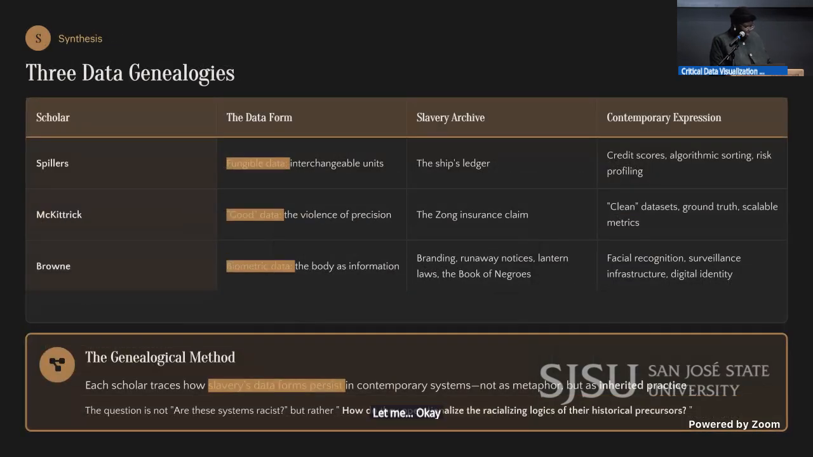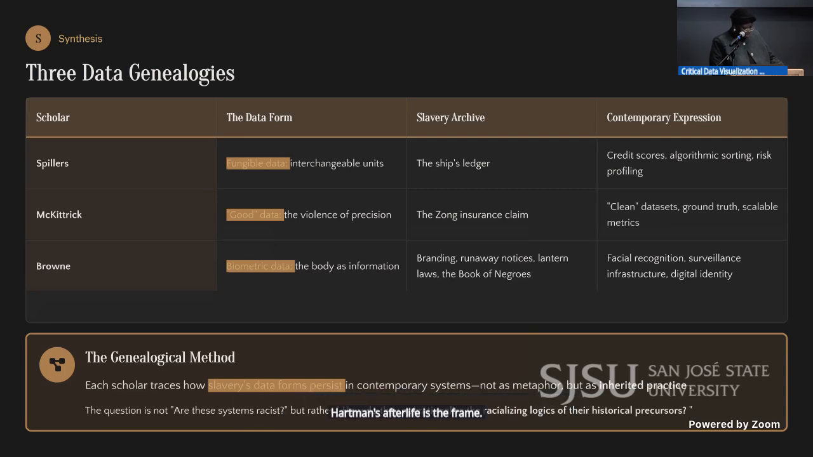Okay, so this one is synthesis. Let me gather these threads together for you, and obviously have some good questions later. The genealogical method: each scholar traces how slavery's data forms persist in contemporary systems, not as metaphor, but as inherited practice. The question is not, are these systems racist, but rather, do they operationalize the racializing logics of their historical precursors? Hartman's afterlife is the frame.